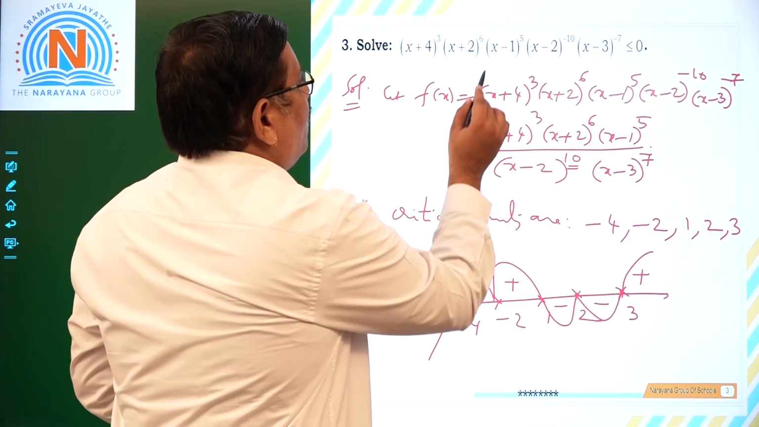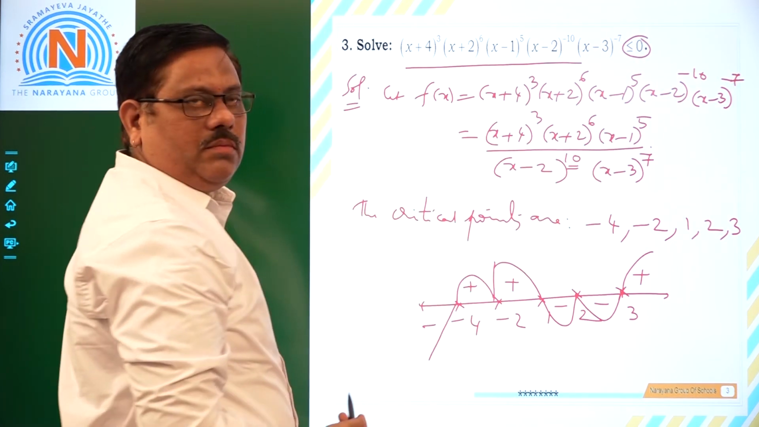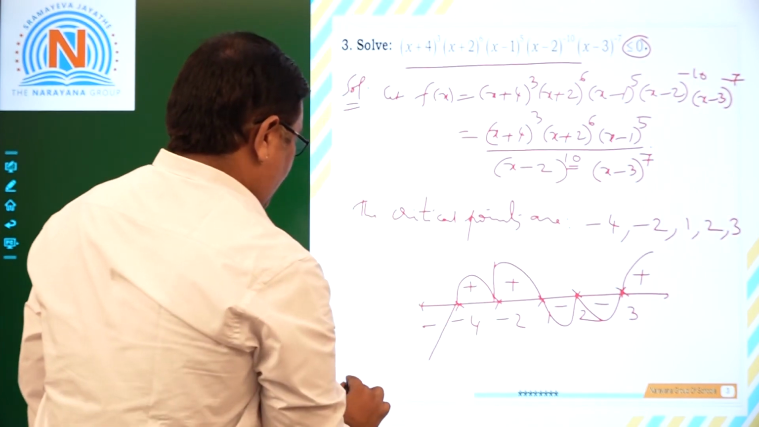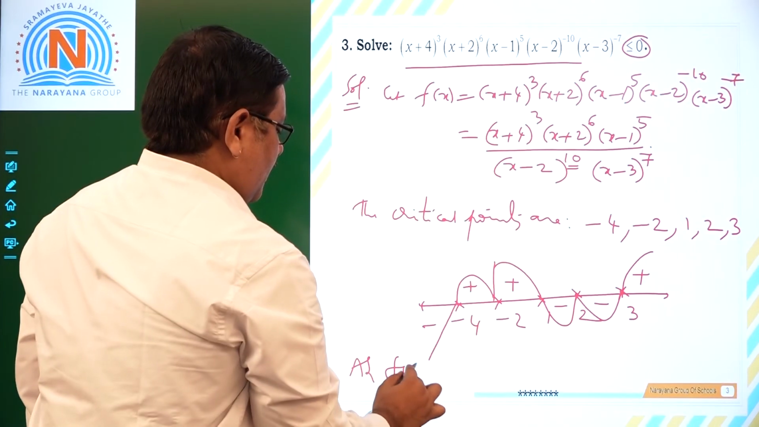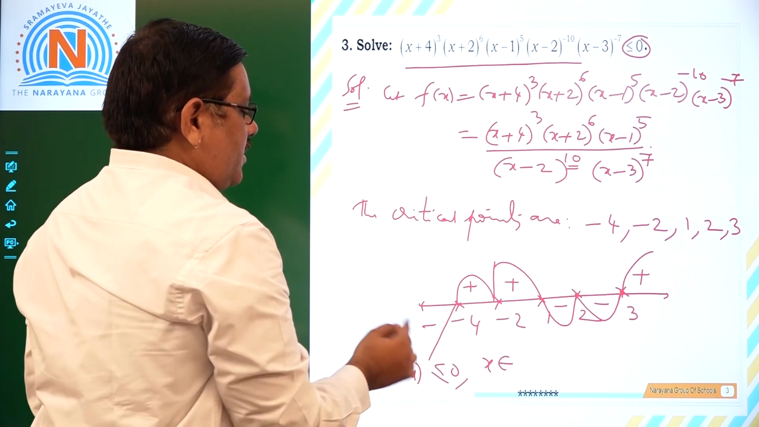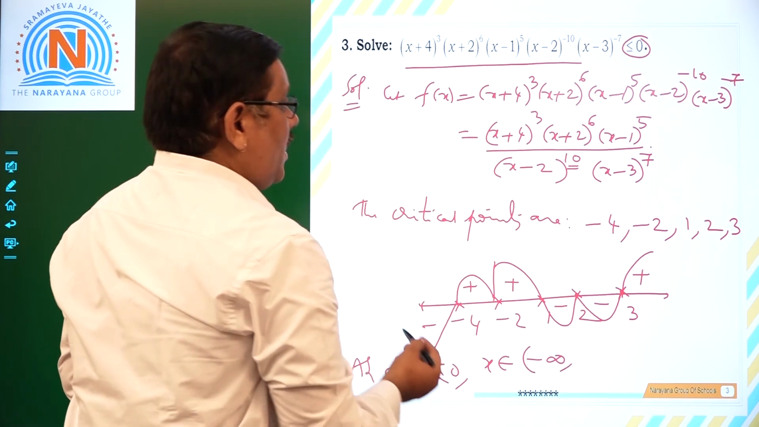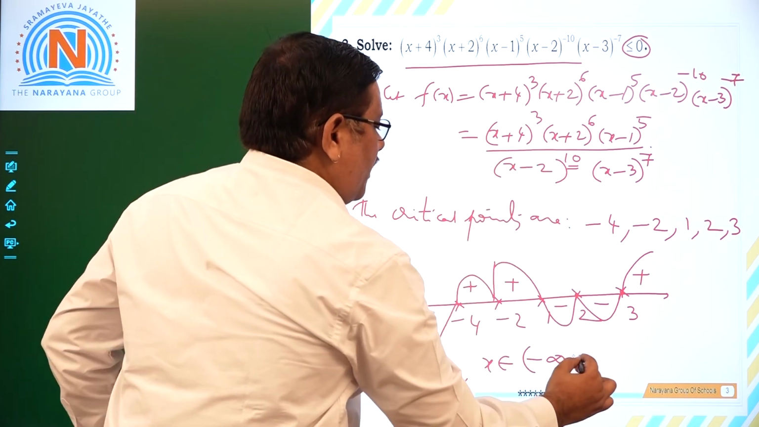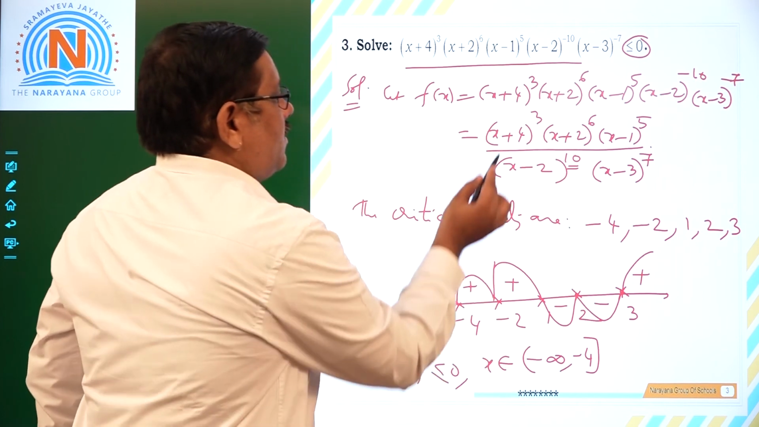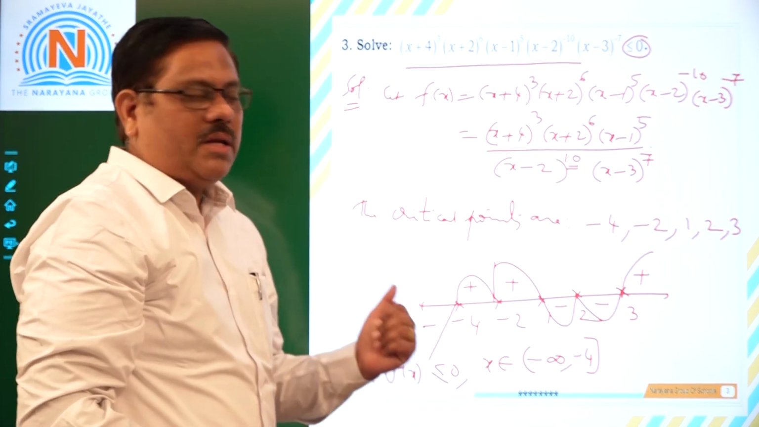Now what do you need now? The inequality is saying f of x is less than or equal to 0. Less than or equal to 0 means negative as well as 0. So x belongs to minus infinity to minus 4. Can I include minus 4? Yes, I can include minus 4. Why? Because minus 4 is because of (x plus 4), that is in numerator position. So I can take minus 4.